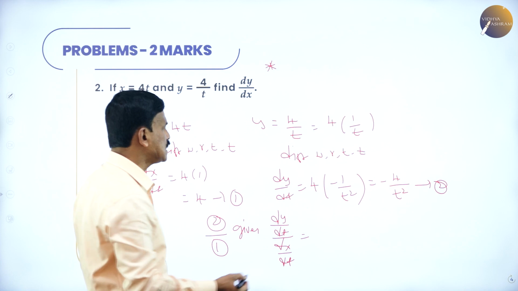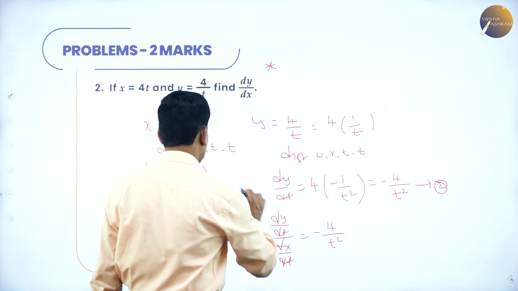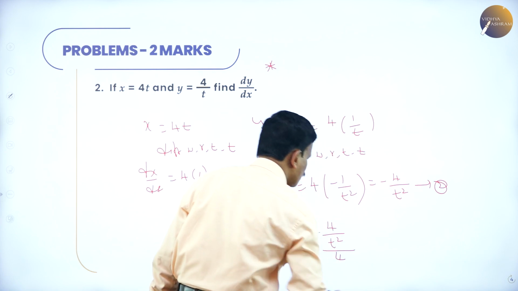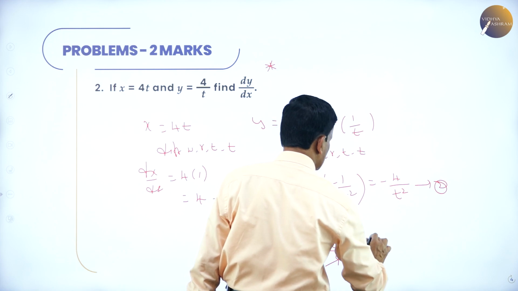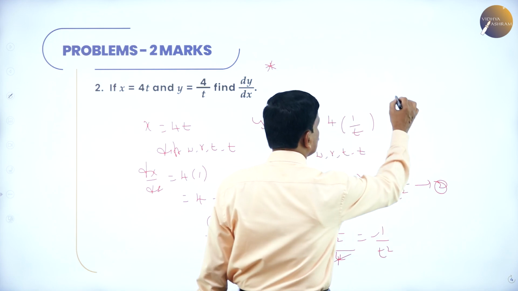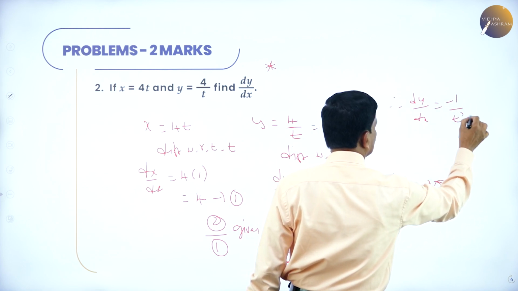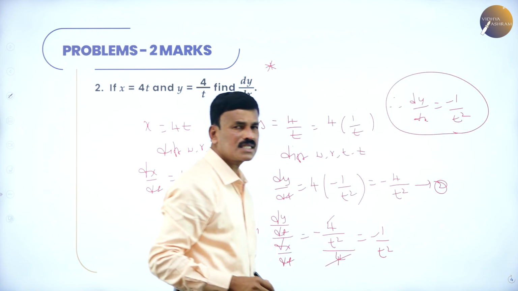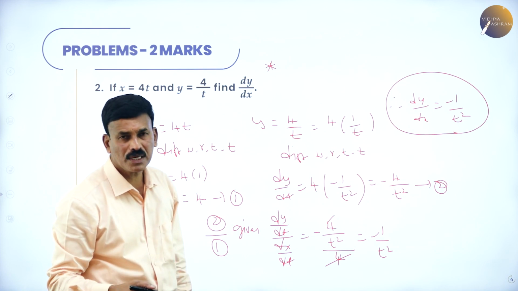What is dy by dt? dy by dt is minus 4 by t square, and dx by dt is equal to 4. Right. So, what happens? This 4 and 4 get cancelled. This is equal to minus 1 by t square. So, the required answer dy by dx is equal to minus 1 by t square. That's it. Right. So, this is how we are going to differentiate using parameters.